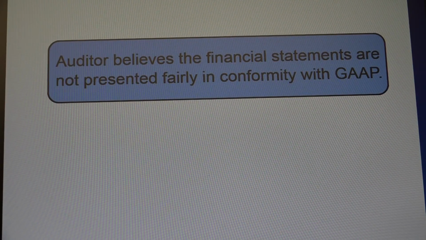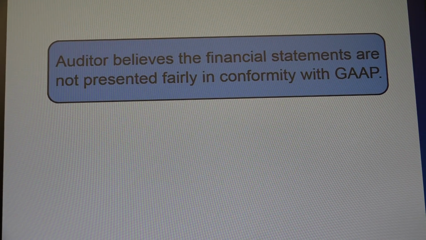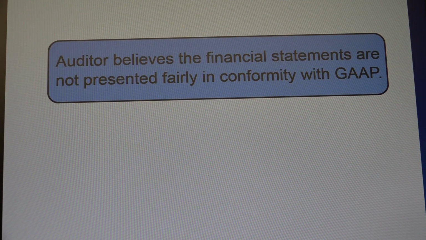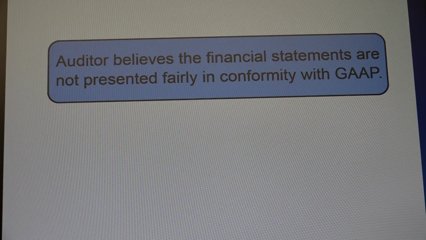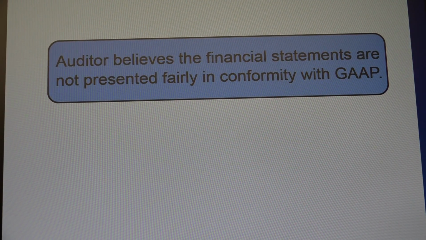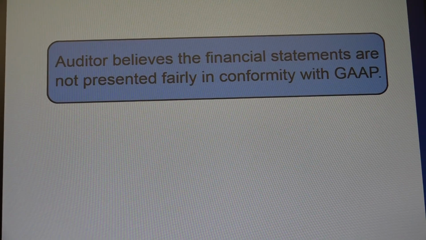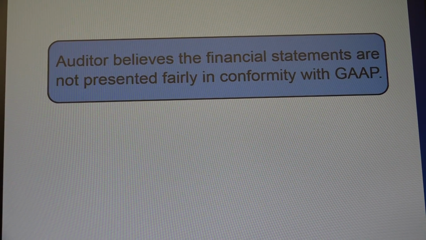In some cases, and this is fairly rare, when the auditor believes the financial statements are not presented fairly in conformity with GAAP, then they have to issue an adverse opinion. Usually what happens is, before it gets to this, the auditor will come to the client and say, hey, unless you do certain things, we're going to have to issue an adverse opinion.